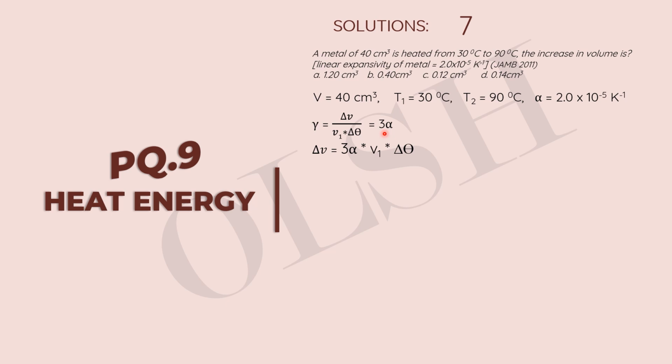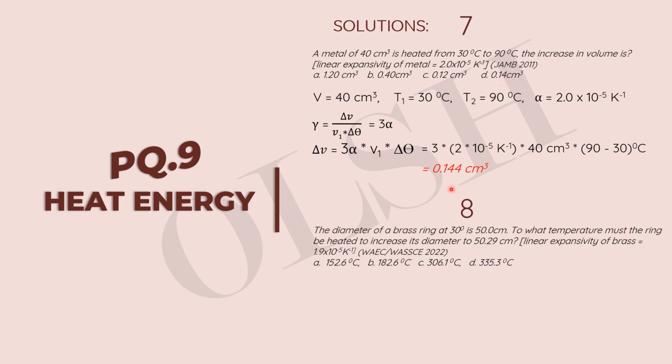Okay, and then make change in V the subject of the formula, and we're going to have 3 alpha times V1 times change in temperature, because we're actually looking for the change in V, and this is the only place we can get it from. So if we put in our values, we have 3 times 2 times 10 raised to minus 5 per Kelvin, this is alpha, times 40 centimeter cube, which is V1, then change in temperature, 90 minus 30. That will give us 0.144 cm cube, which happens to be the change in V. Okay, I need you to note that we're not asked to find V2. We're asked to find the change in volume, which was stated as the increase in volume.